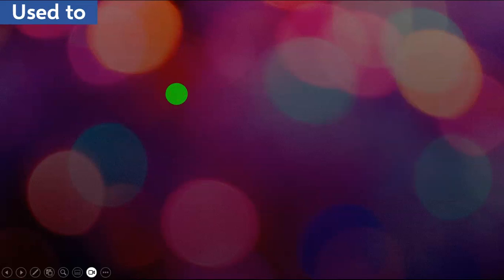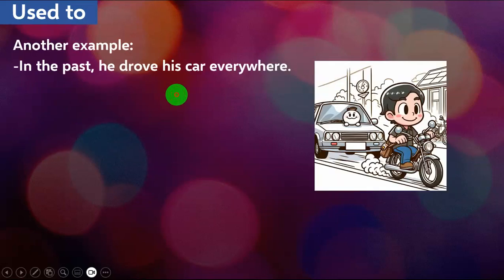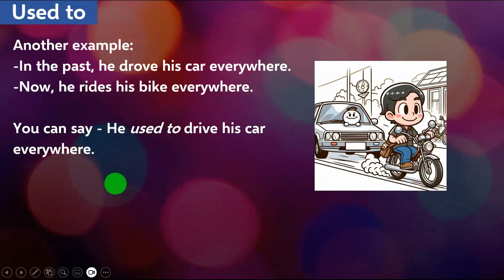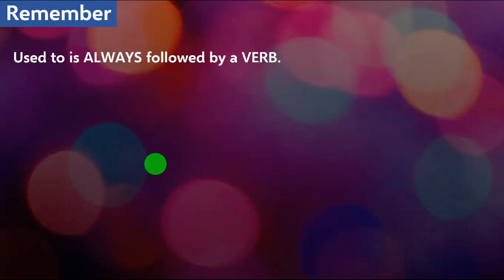Let's move on and take another example. In the past, he drove his car everywhere. Now he rides his bike everywhere. So you can say he used to drive his car everywhere. It is a past habit which is no longer there. So he used to drive his car everywhere, but now he rides his bike everywhere. So I hope used to is clear. Now friends, remember, used to is always followed by a verb.